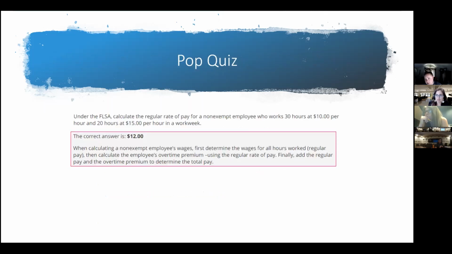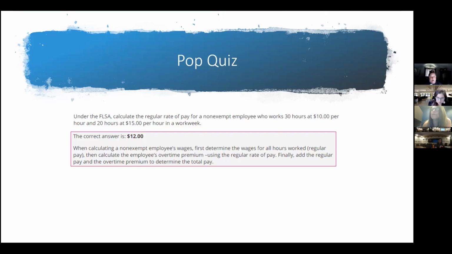Apparently, I just gave you the answer to that one because my animation didn't work. Anyways, pop quiz. Make sure you put your answer in the chat with your name. Calculate the regular rate of pay for a non-exempt employee who works 30 hours at $10 per hour and 20 hours at $15 per hour in 1 work week.